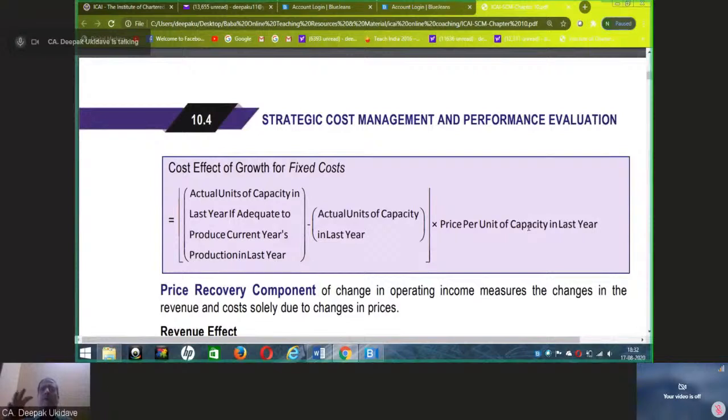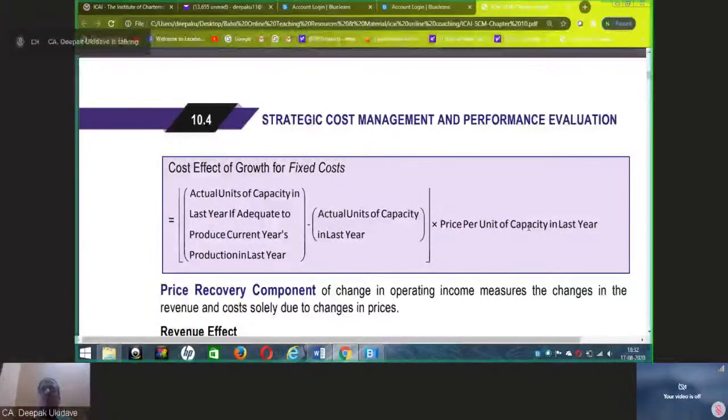So I hope all of you have understood this growth effect. Growth effect is divided into two parts: revenue effect and cost effect. And cost effect is again divided into two parts, one is variable cost and fixed cost. Based on that, we will be able to work out how much is the contribution of the growth component to the profitability of the company for 2 years.